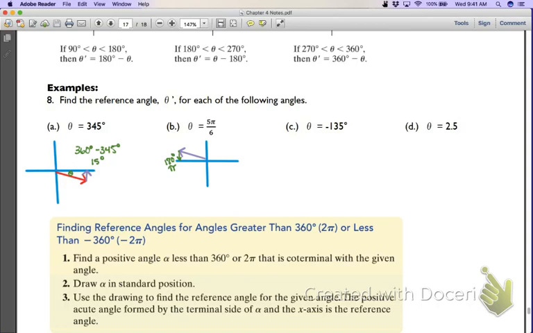So which one's it going to be? Which one's going to keep everything positive? Pi minus 5 over 6. 5 pi over 6, excuse me. Now, if you're not sure and you need to have the common denominators, remember that's just going to be 6 over 6. So 6 pi over 6 minus 5 pi over 6. Pi over 6 or 1 pi over 6, either way.